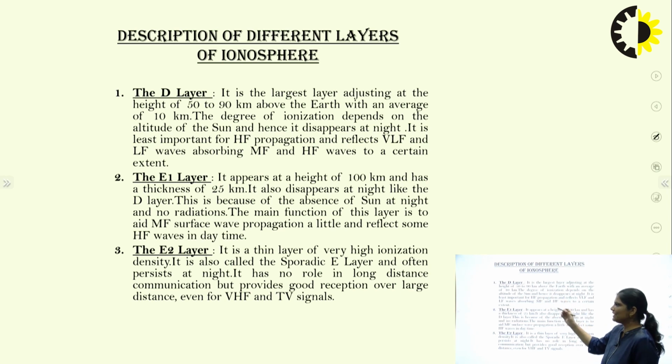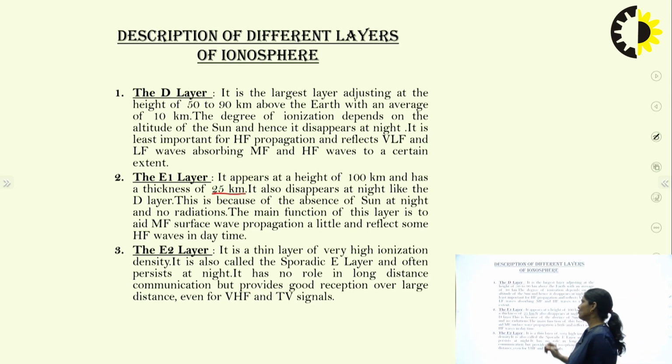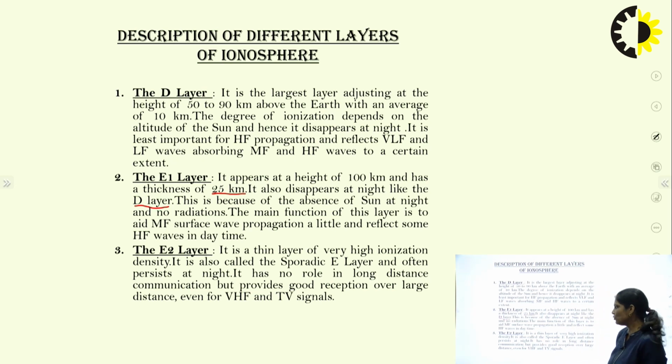So this is your D layer. Now the E layer appears at a height of 100 km and has a thickness of 25 km. It disappears at night like the D layer, because of the absence of the sun and no radiation at night. The main function of this layer is to aid medium frequency surface wave propagation a little and reflect some high frequencies in the daytime. Now the third one is the E2 layer.